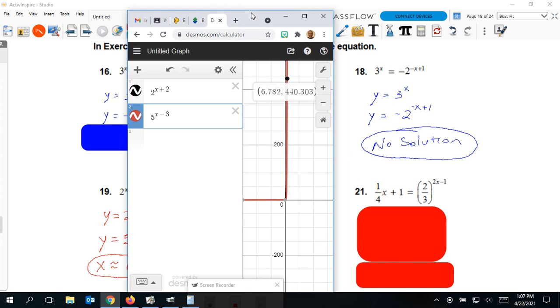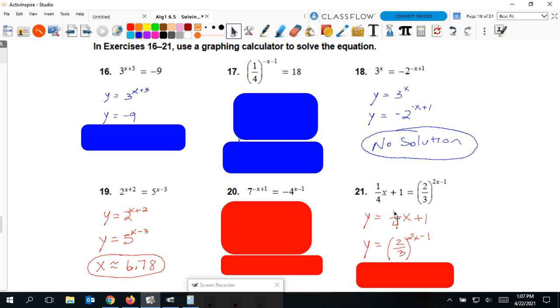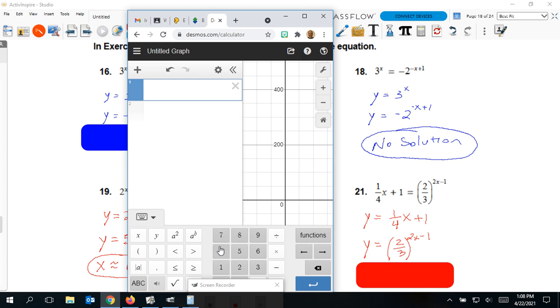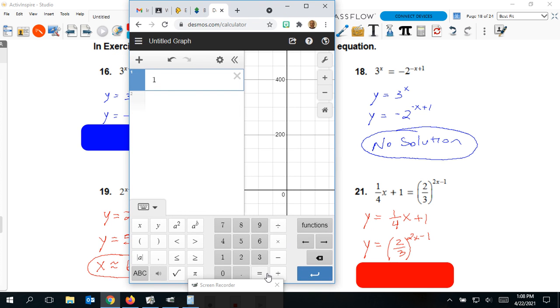Look at 21. Again, each side here is going to be its own equation, its own function. So y equals 1/4 x plus 1. That's a linear function, so it's just going to be a diagonal line. And here's another exponential. 2/3 is the base. 2x minus 1 is your exponent. So when I get the graphing calculator up here, let's start over and start new. And I'll put a 1/4. So we could do this: 1 divided by 4.